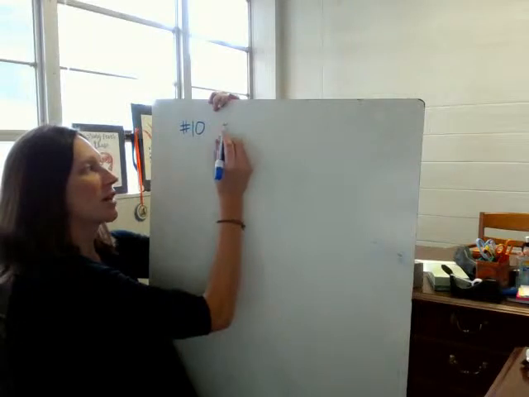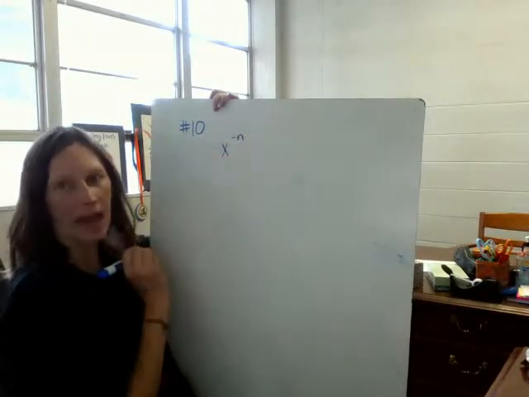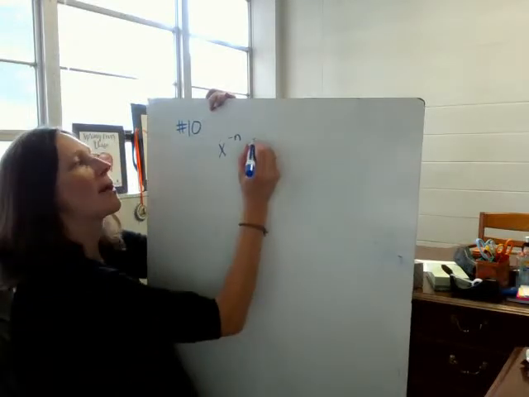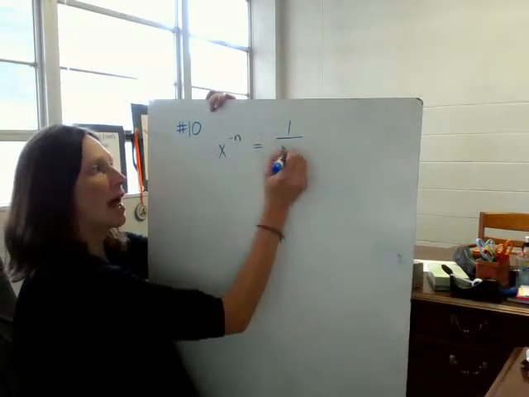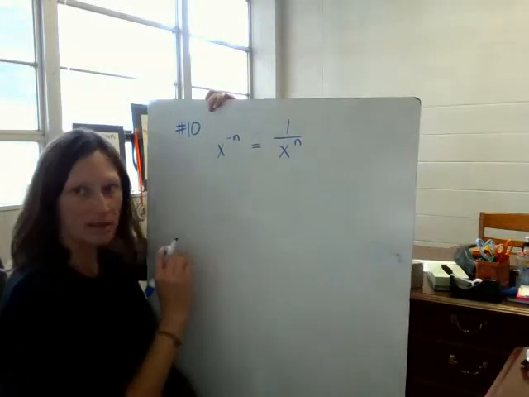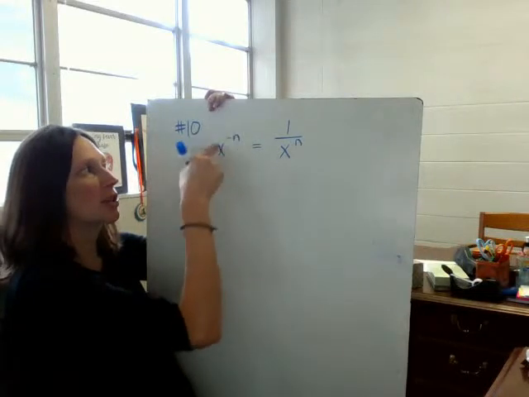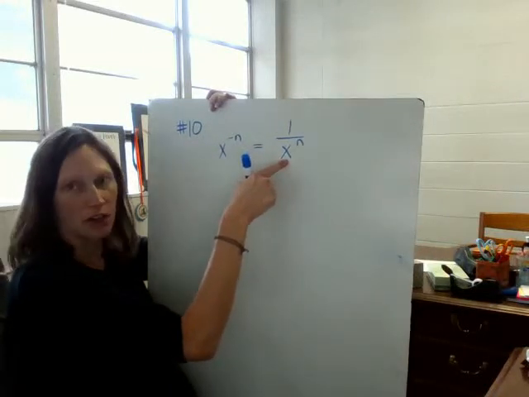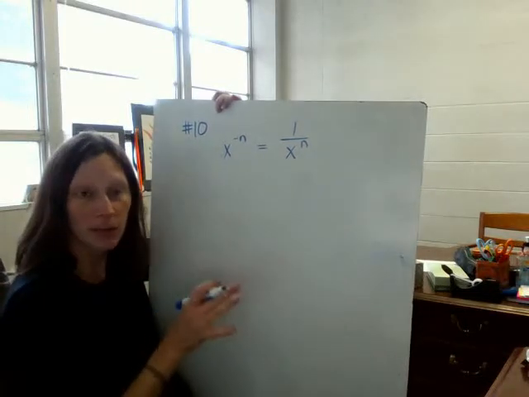So if I have something like x to the negative n, just keeping it really generic, that is the same thing as 1 over x to the positive n power. So negative exponents mean I'm going to put this factor in the denominator of a fraction. Okay, now I'm ready to start number 10.